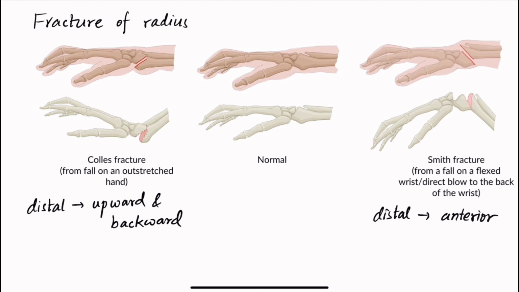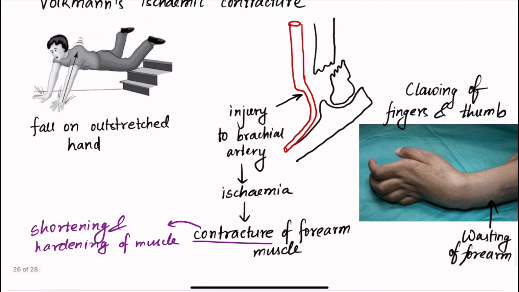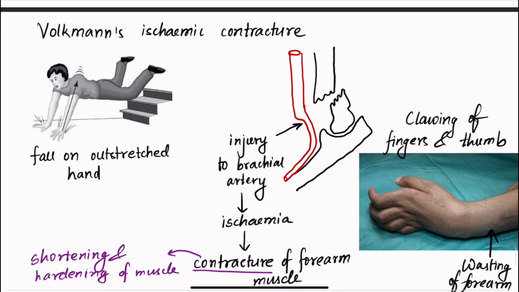Let's look at the clinical anatomy of radius. There are two types of fracture of radius that you need to know. One is Colles fracture and the other is Smith fracture. Colles fracture of the radius takes place when a person falls on an outstretched hand. An outstretched hand looks something like this. That is, the palm is facing the ground.